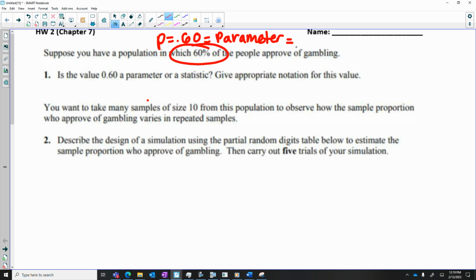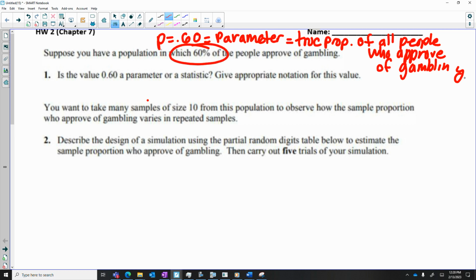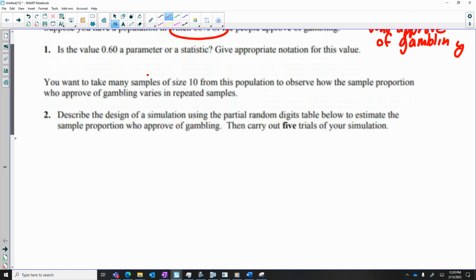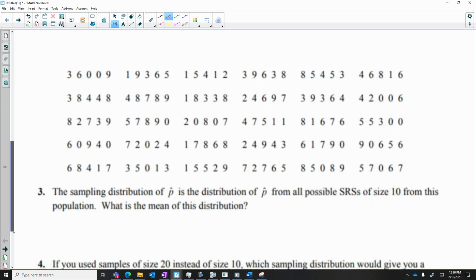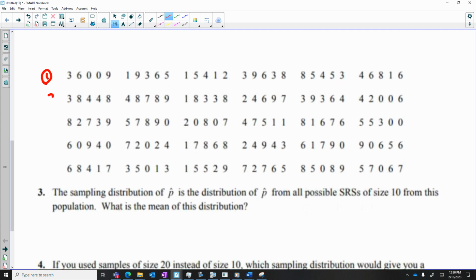So keep in mind that that's the true proportion of people that they're claiming approve of gambling, the true proportion of all people who approve of gambling. You're going to use that information to make your key and set it up, and then describe the design like we did in class, and then carry out 5 trials. Each line you're going to use as a separate trial.